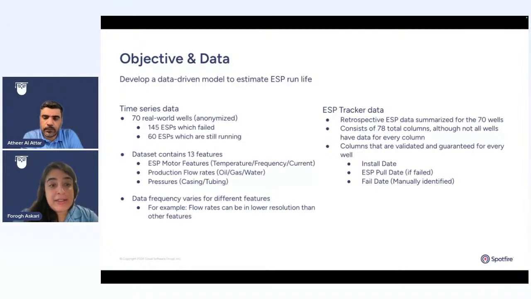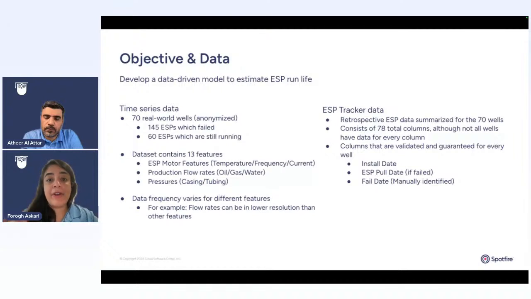So it's a pretty large data set that contains different variables and features like your temperatures, frequencies, currents, and production information such as the flow rates of your oil, gas, and water, and different pressures of your casing and tubing itself. So lots of variables to look at, and the frequency of the different features varies. For example, typically flow rates can be much lower resolution than your pressures or temperatures. So we'll highlight what kind of data we have access to as well.